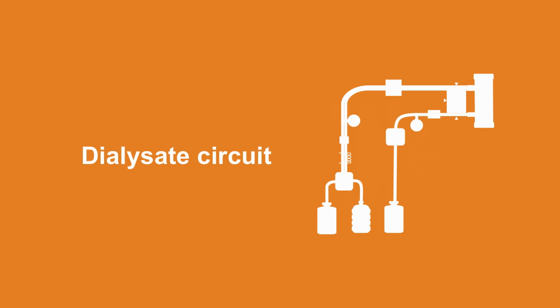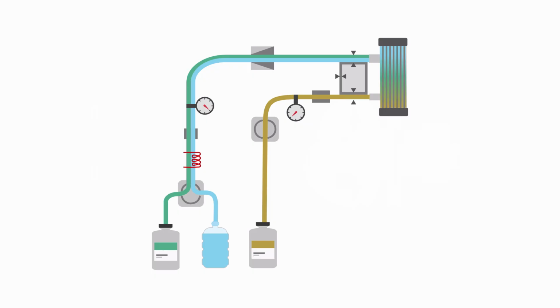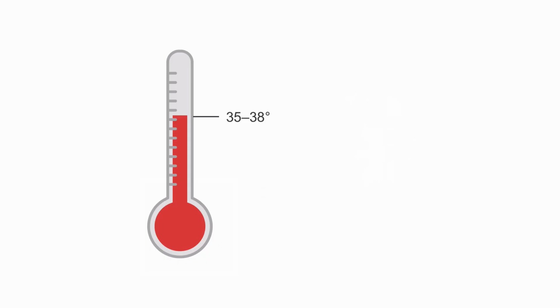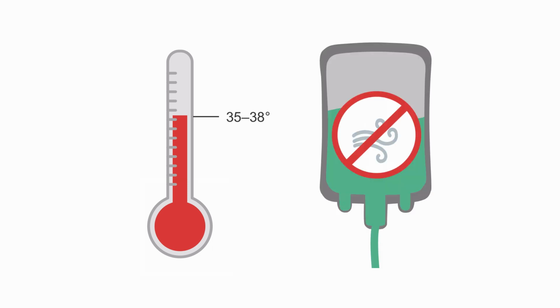Now let's focus on the dialysate circuit. In general, dialysis machines mix concentrated electrolyte solutions, or powders, with purified water to make the final dialysis solution, or dialysate, that will be delivered to the dialysis filter. Dialysis solutions must be delivered at the proper temperature of 35 to 38 degrees Celsius, and excess air must be removed from the solution before use.